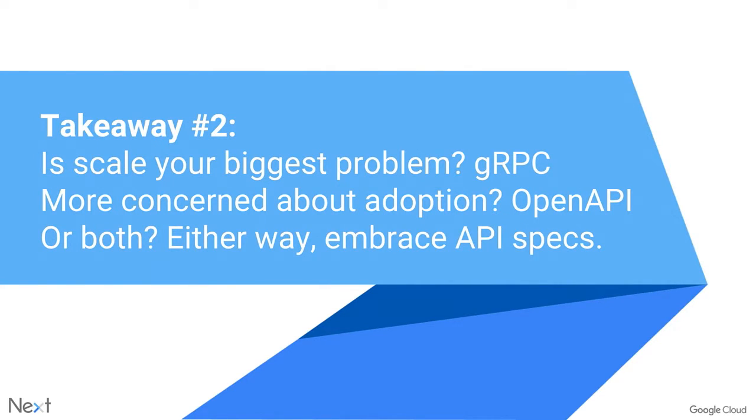My advice would be, if you think scale is your biggest problem, gRPC might be a good fit for you. It certainly works well for us. And if you're concerned more about adoption, Open API, and there may be some cases where you consider both. That's where we are, actually. And the reason why I say adoption, one, there's just more traction out there in the world with Open API.